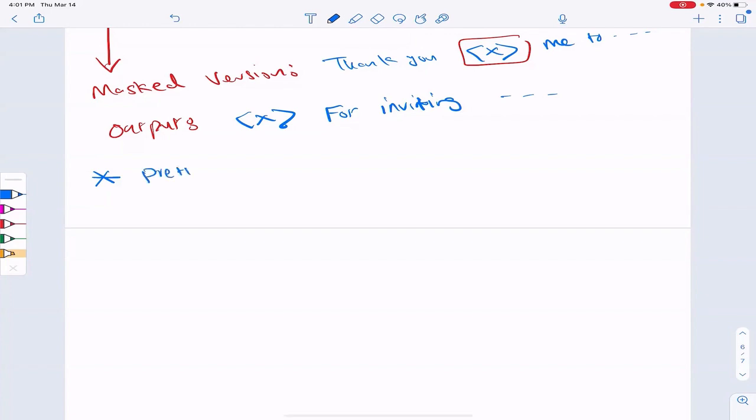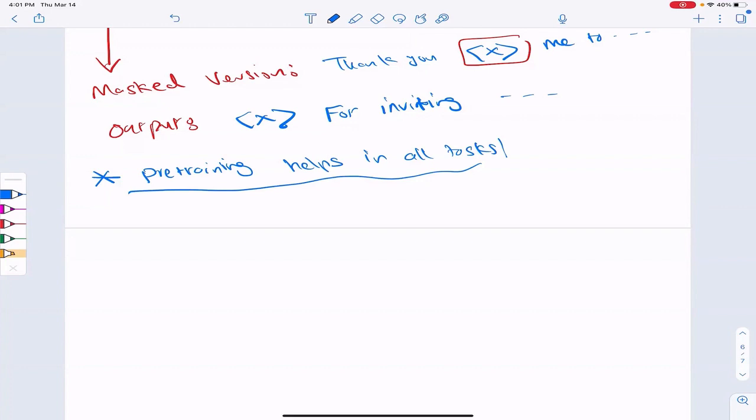Pre-training helps in all tasks. And they have run a lot of experiments to show this. So I'm just highlighting their top line messages.